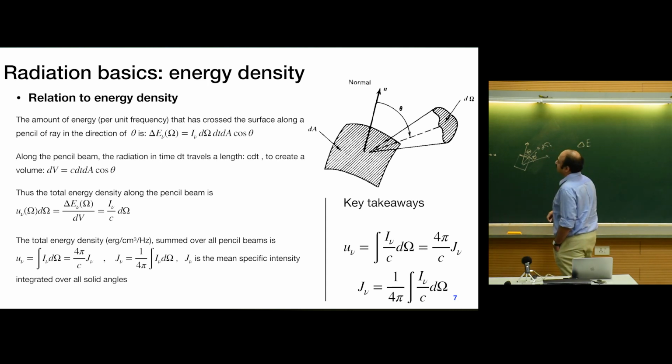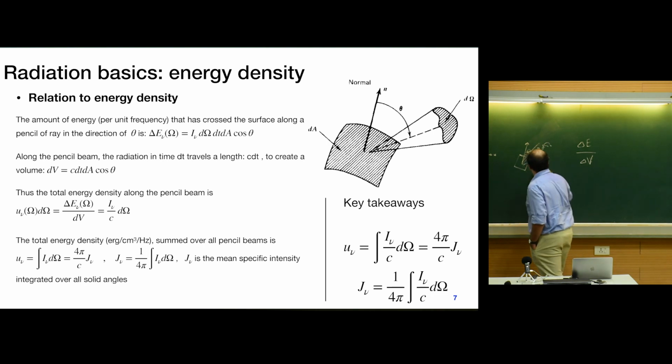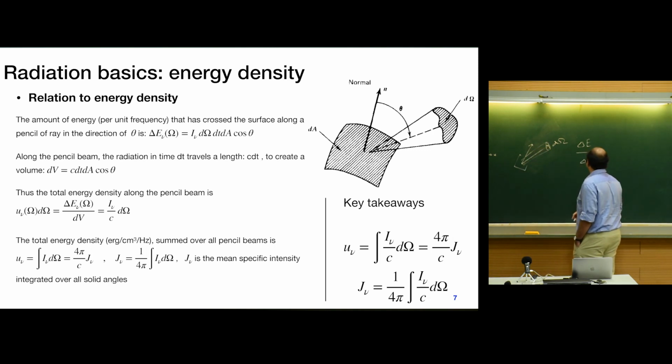I have something called delta E, which is the total amount of energy passing through this surface area. I'm dividing it by the delta V, call it capital V. Delta V is the volume of the pencil beam along this figure, which is complicated. This is the area, this is the d omega, the volume of the pencil beam along this d omega. This is energy per unit volume.